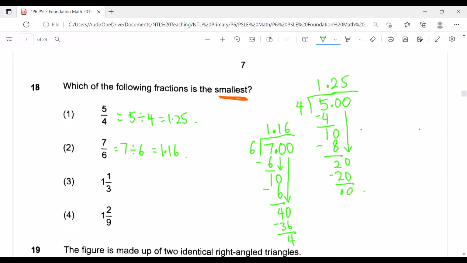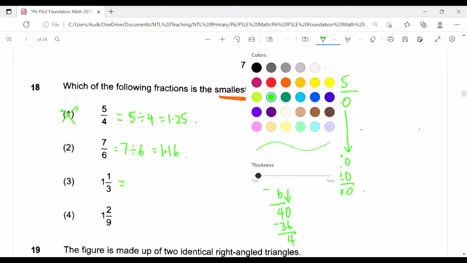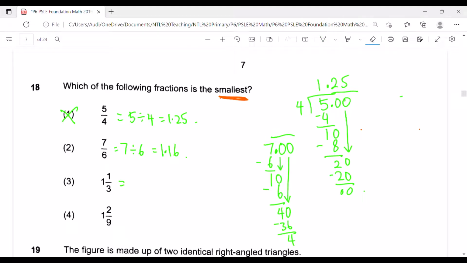Now you can immediately compare 1.25 and 1.16. We know that 1.16 is smaller, so we scratch out number 1. Okay, now we're going to compare number 3. We're going to change number 3 into a decimal. I'm going to erase this so we have more space.